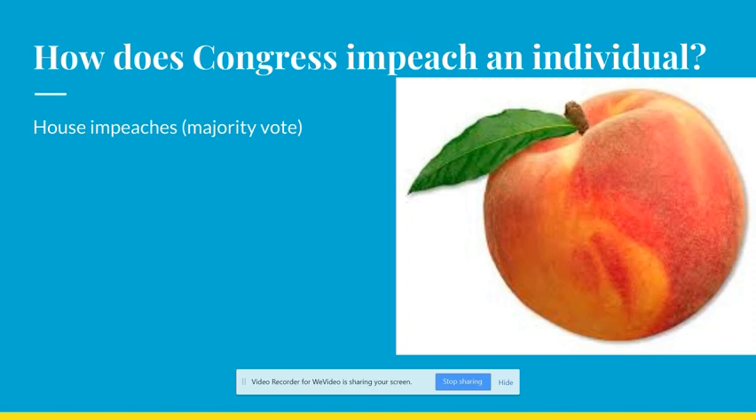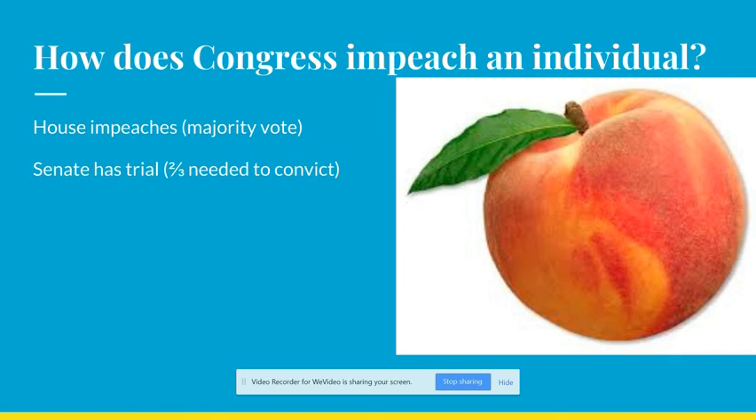After that, the point when the House impeaches, the case then moves to the Senate. In the Senate, there's a trial. If the president is being impeached, the Chief Justice of the Supreme Court will preside over the hearing. If two-thirds of the Senate votes to remove the person from office, they're kicked out. They don't go to jail, they just lose their job.